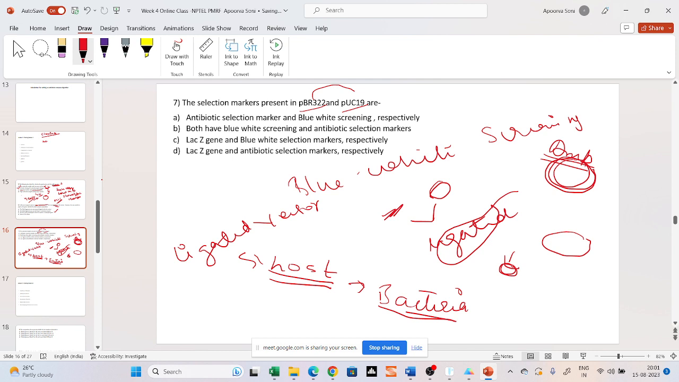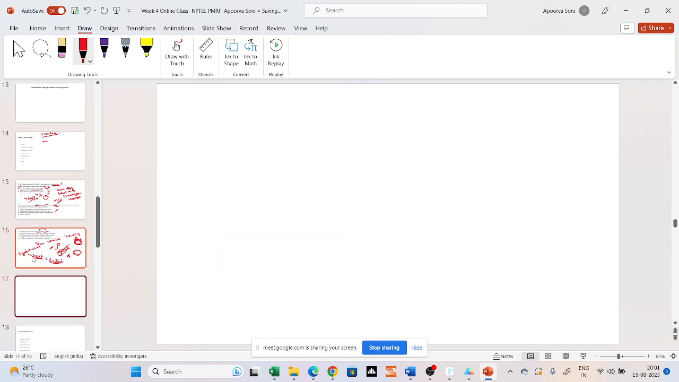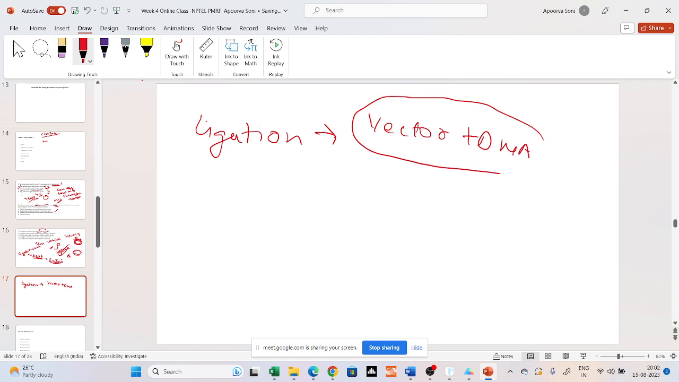I think I have to explain from the very basics. After ligation, you have a vector plus DNA. You have ligated it, but there are some chances that the ligation may not work properly. That is different, so we leave it. Now after ligation, you will introduce this into a host. Suppose my host is a bacteria.